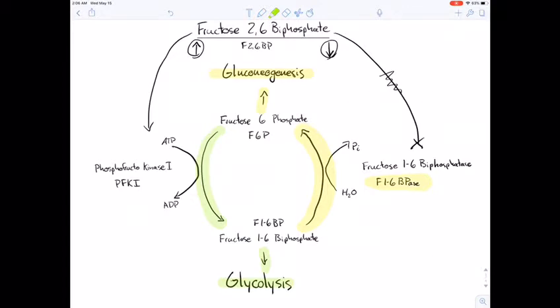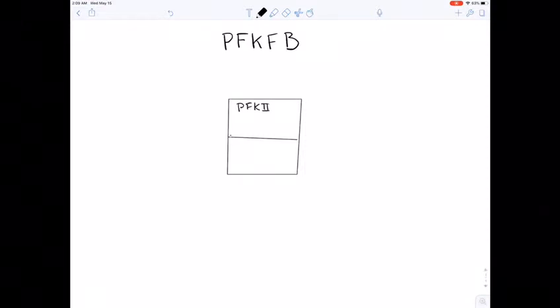Now we are presented the question, what determines the levels of F26BP present? The answer to this is simple. But in order to explain this very simple answer, we need to discuss a very important enzyme. Well, it's not that simple of an enzyme. In fact, it is a combined enzyme, PFKFB. PFKFB has two parts: phosphofructose kinase 2 and fructose 2,6-biphosphatase.